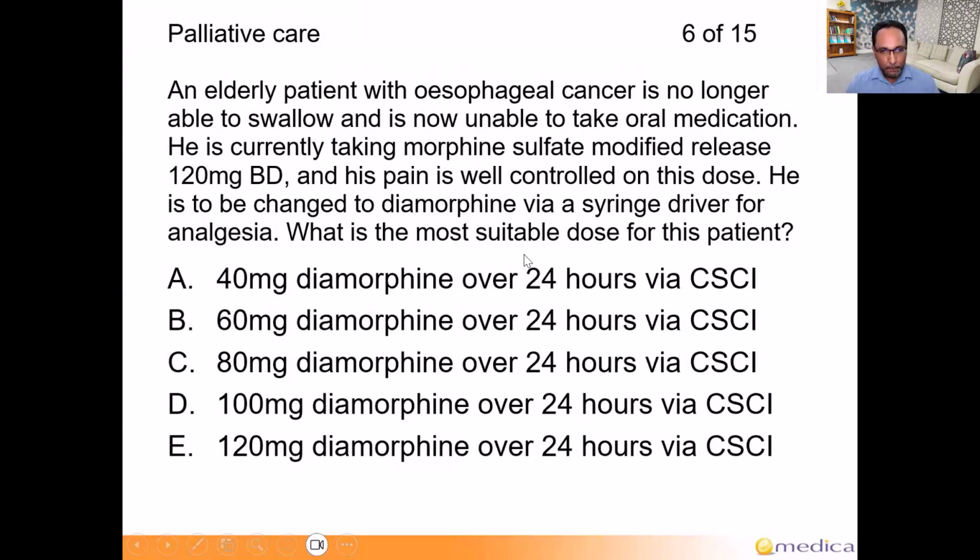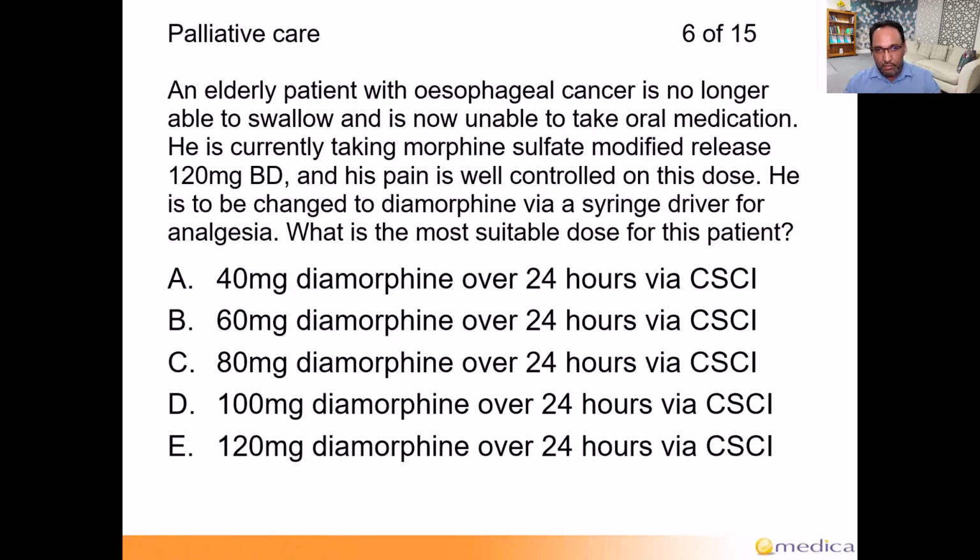Okay, so what we've got is someone who is taking 240 milligrams in total of morphine. Can you see modified release morphine, 120 milligrams BD, that's 240 in total. They're well controlled. The reason they can't take orals anymore is progression of their esophageal cancer. They can't safely swallow anymore. This is a very good candidate to therefore change over to a non-oral medication.